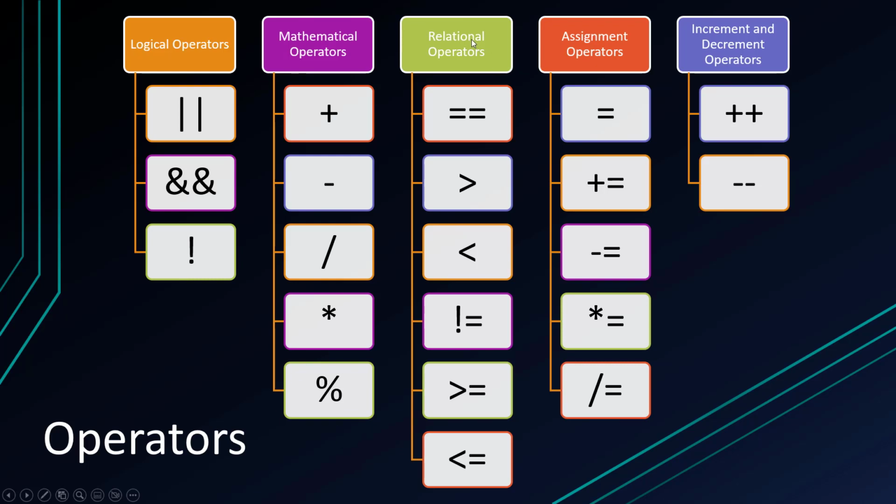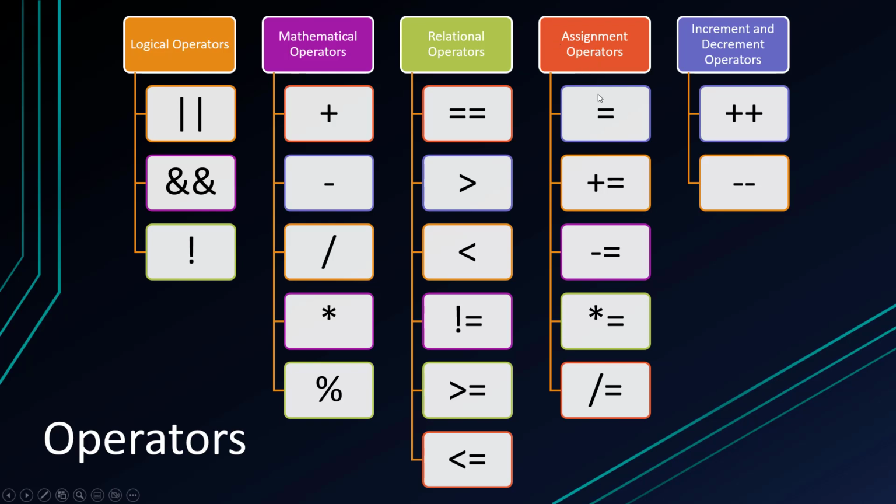Relational operators are when we're comparing values to one another. So if I put a double equal sign, I'm comparing what's on the left side to what's on the right side and seeing if they're equal. There's greater than, there's less than, there's not equal to, there's greater than or equal to, less than or equal to. There's also a triple equal sign, which I didn't put here. Triple equal sign compares the values and their data type, but that's not on here, but that does exist.